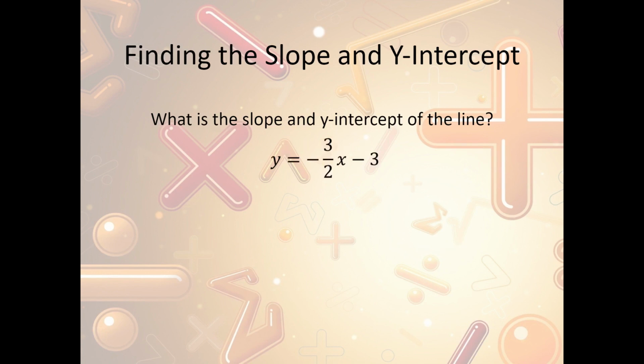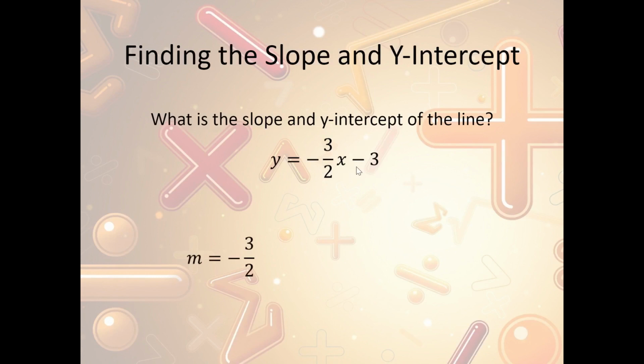Let's look at another example. We have y equals negative 3 halves x minus 3. Well, same thing. It's a slippery slope to get hung up on your x. So the slope is the one that's attached to the x, which is negative 3 halves. So that's my slope. And my y-intercept is the lonely one.